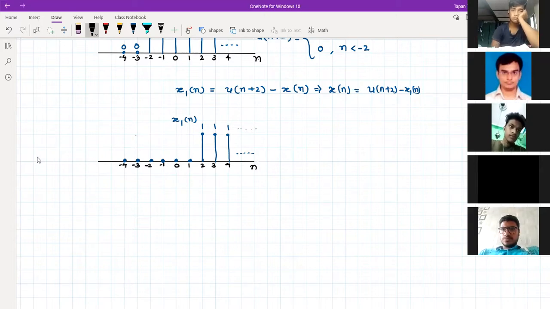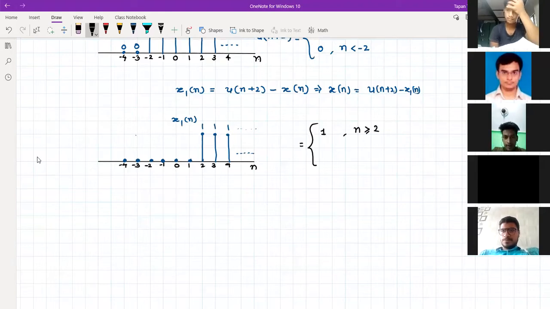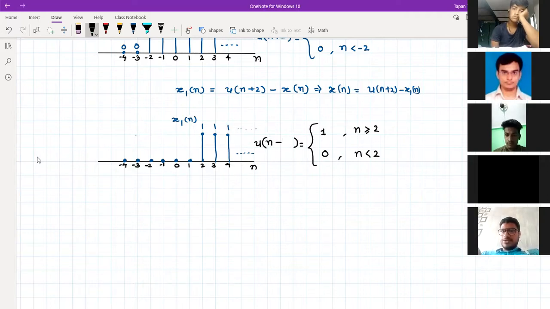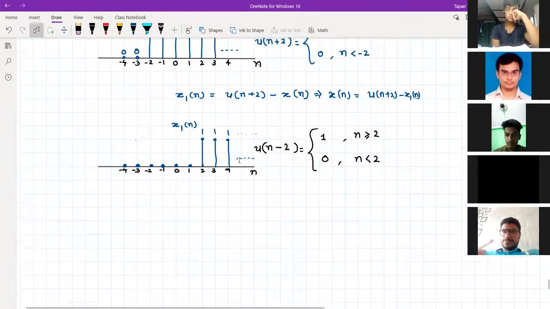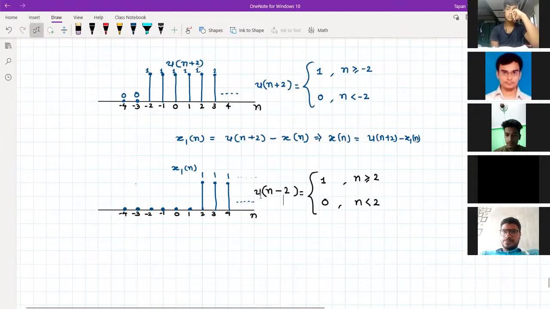If you don't know, it's very simple. You are getting 1 for n greater than or equal to 2 and 0 for n less than 2. It's a unit step function. How should I define this? The argument will be n minus 2, so u of n minus 2. Perfectly fine. That means your unknown x1 of n is u of n minus 2.